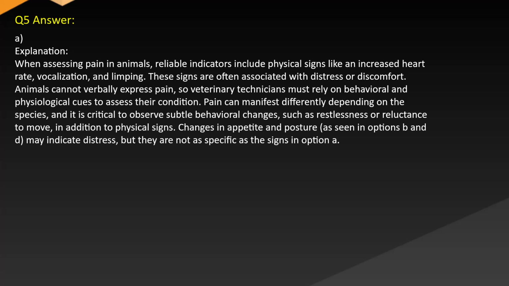Animals cannot verbally express pain, so veterinary technicians must rely on behavioral and physiological cues to assess their condition. Pain can manifest differently depending on the species, and it is critical to observe subtle behavioral changes, such as restlessness or reluctance to move, in addition to physical signs. Changes in appetite and posture, as seen in options B and D, may indicate distress, but they are not as specific as the signs in Option A.